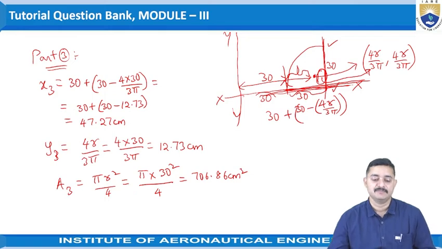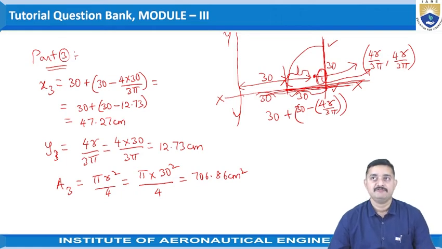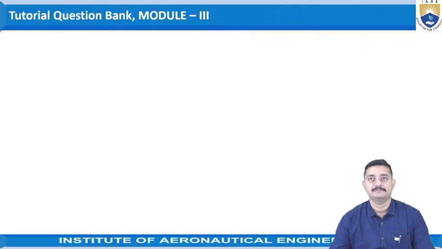So in this way, we have obtained the values of 3 parts, part 1, 2 and 3. Part 1 is the rectangle, part 2 is the triangle, and part 3 is the quadrant. So these 3 details will be substituted into the formula for identifying the centroid.